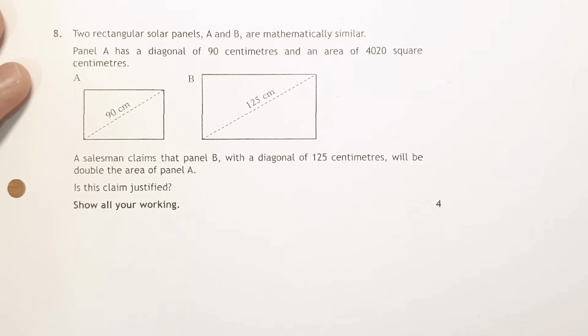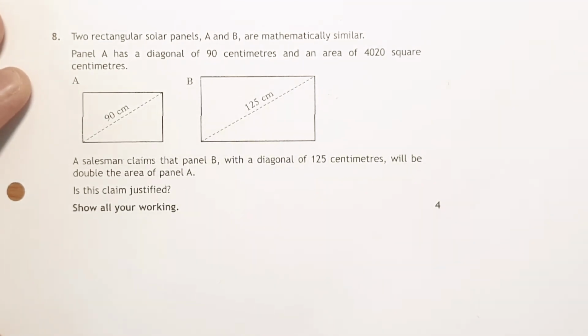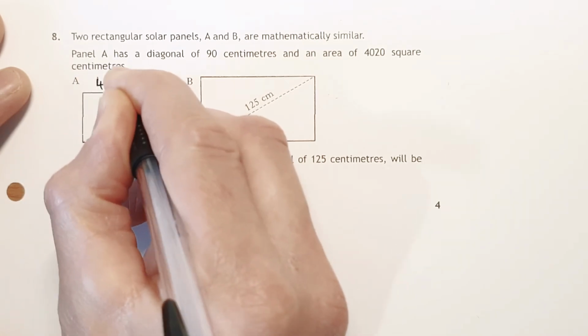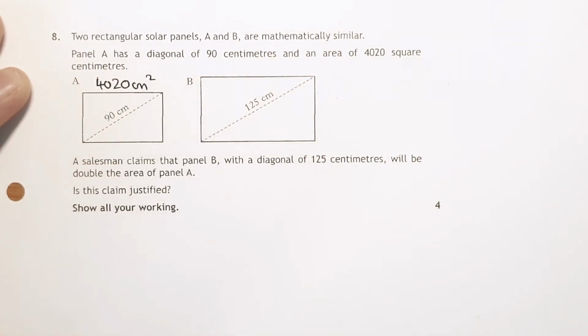Now in question number 8, it tells us we've got mathematically similar rectangles. Panel A's got a diagonal of 90 and an area of 4020 square centimetres, so I'm going to add that in. B has got a diagonal of 125. Now we can find out what the area is of panel B, and we're going to find out if that is double A or not. It says here, a salesman claims that panel B with a diagonal of 125 centimetres will be double the area of panel A. Well, let's find out if that is the case or not.